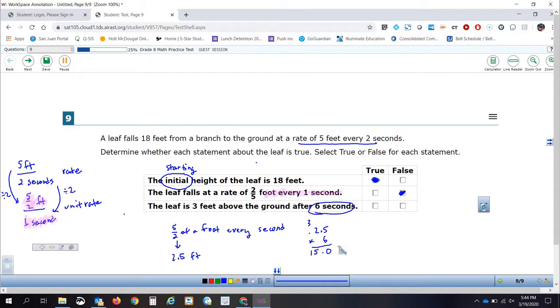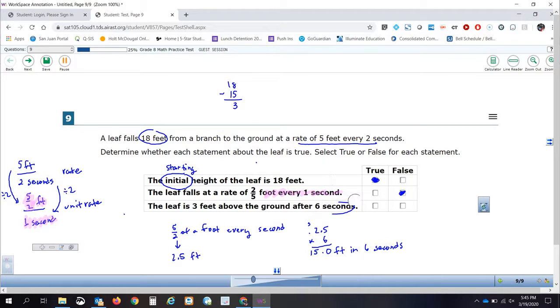12 plus 3 is 15. So it will fall 15 feet in 6 seconds. That's better. All right. How high did it start? Started at 18. How far did it fall? Not 21. It fell 15. 18 minus 15 is 3. So at 6 seconds, it will have 3 feet left to reach the ground.